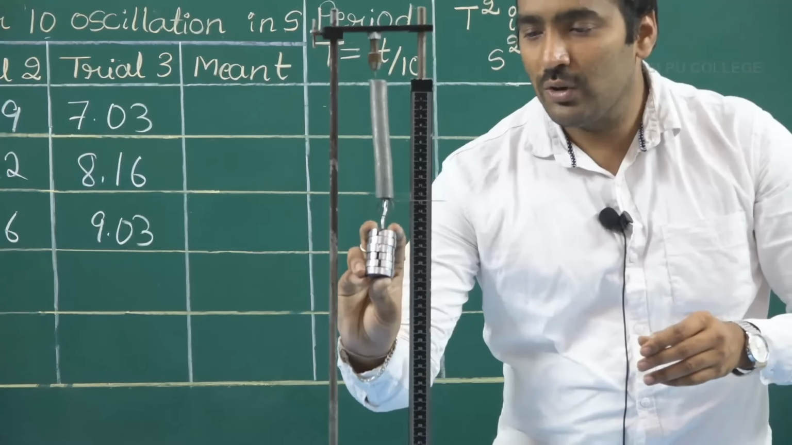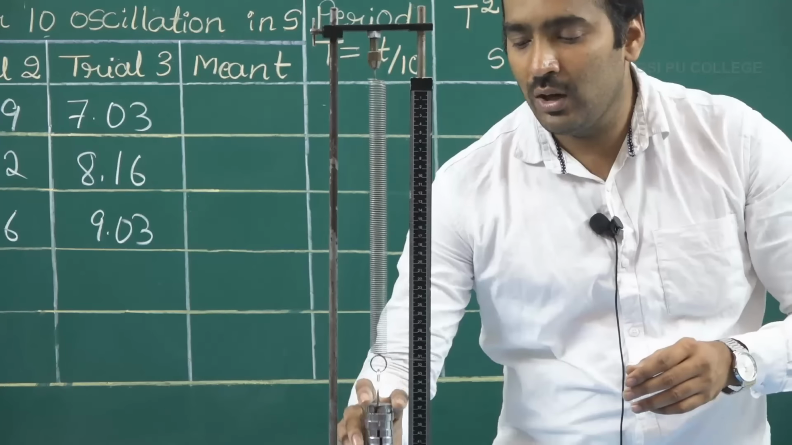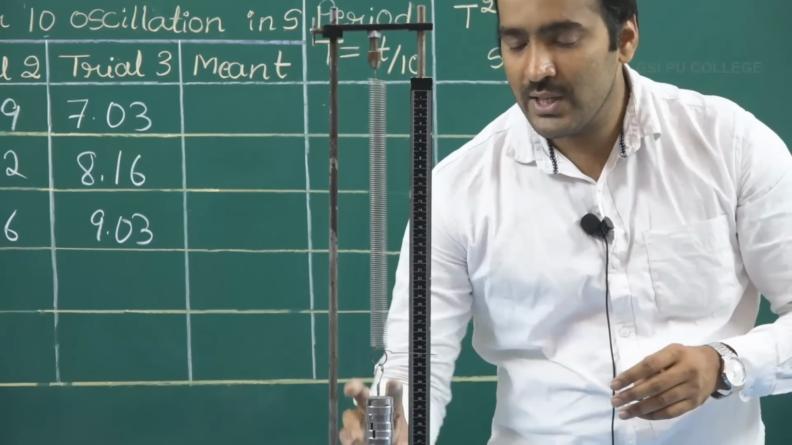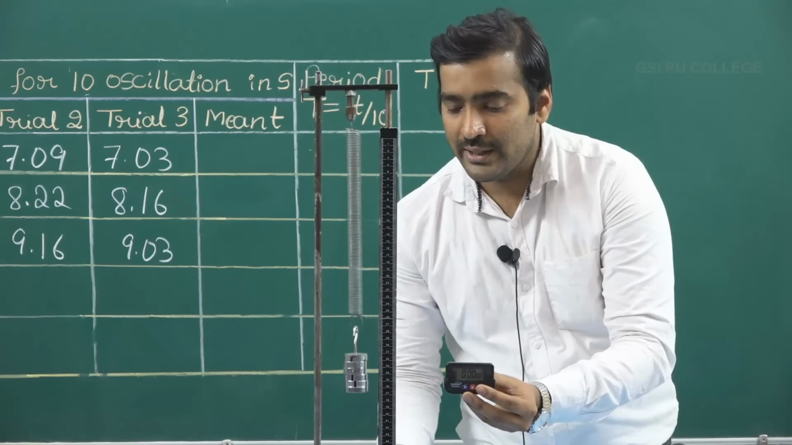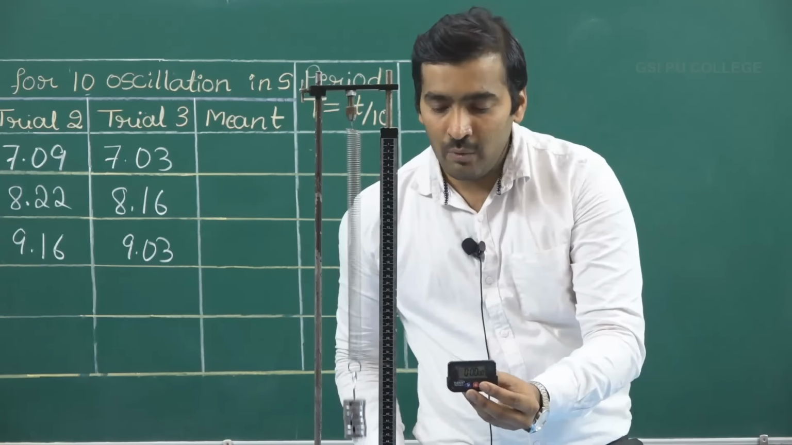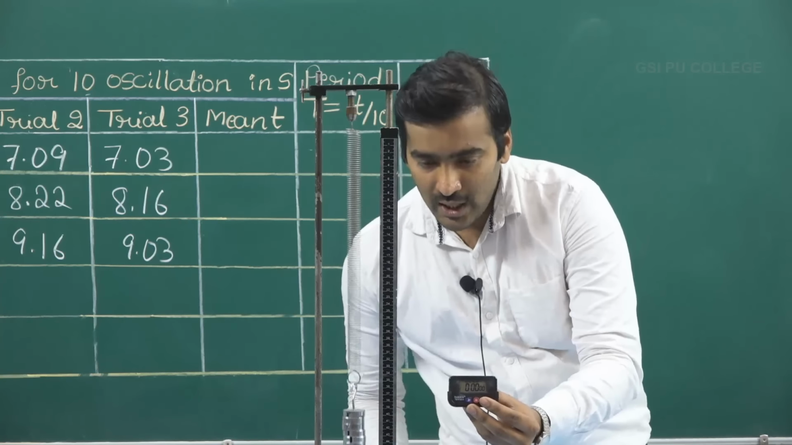Let us attach this load to the spring, and now let us find out the time taken for 10 oscillations in this load. Let us count for the first trial. Pull the load slightly and release it. It is performing vertical oscillations. Let's start at a lower point.